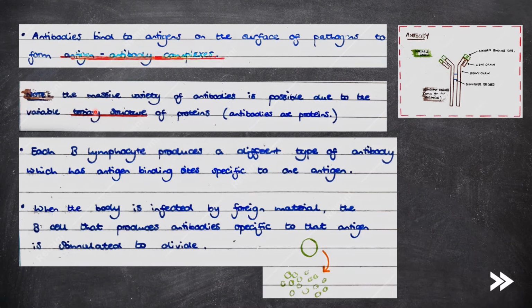Note that the massive variety of antibodies is only possible due to the variable tertiary structure of proteins, as antibodies, as I mentioned, are proteins. Each B lymphocyte produces a different type of antibody which has antigen binding sites specific to one antigen. When the body is infected by foreign material, the B cell that produces antibodies specific to that antigen is stimulated to divide.